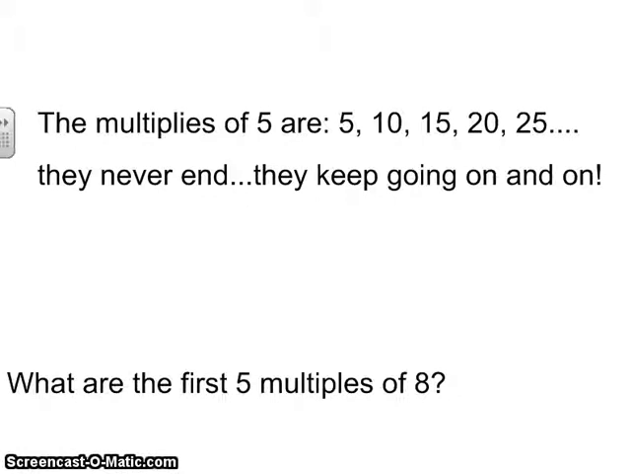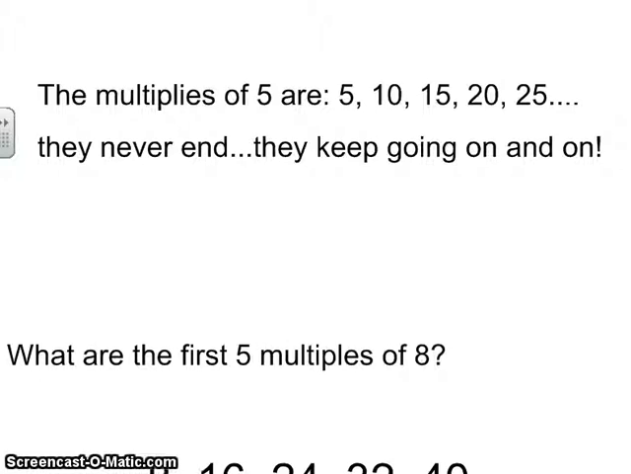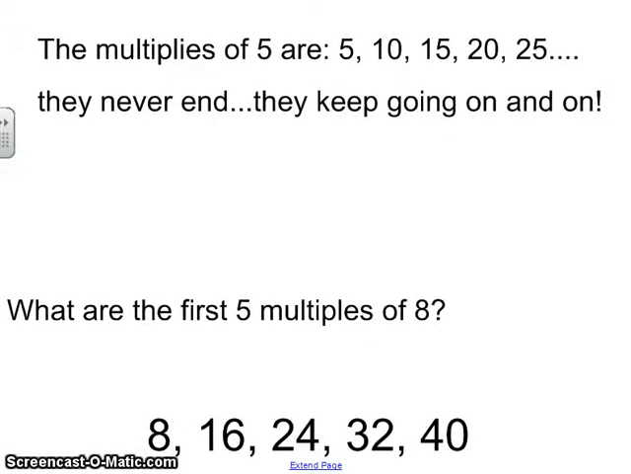If you try this one on your own, what are the first 5 multiples of 8? You have to think to yourself, 8 is our first multiple because 8 times 1 is 8. Then you have to think, what's 8 times 2? What's 8 times 3? What's 8 times 4? Keep doing that. Go ahead and write them down. And here's your answer. Our first 5 multiples of 8 are 8, 16, 24, 32, and 40.